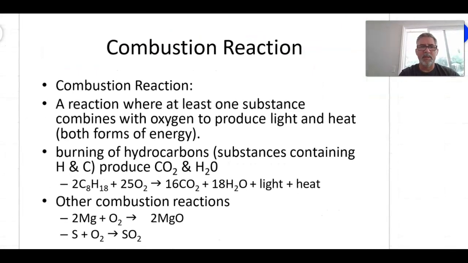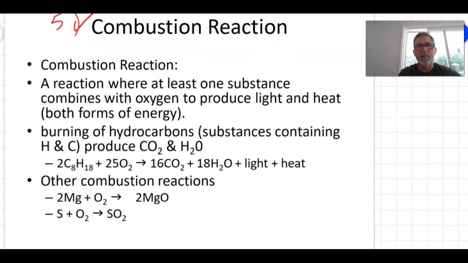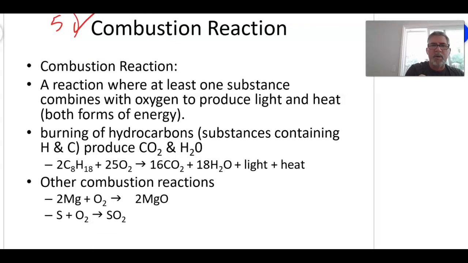Combustion reaction is our last one. Combustion reactions produce flame and heat, or light and heat, because really a flame is just our visualization of light energy. Combustion is our fifth reaction. Double replacement is our fourth. A couple things here: one of the reactants has to be oxygen. One substance combines with oxygen.